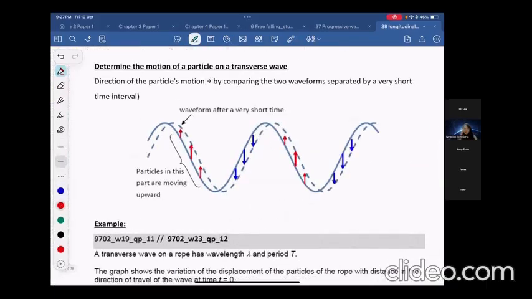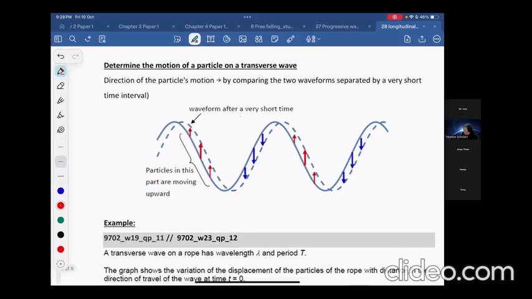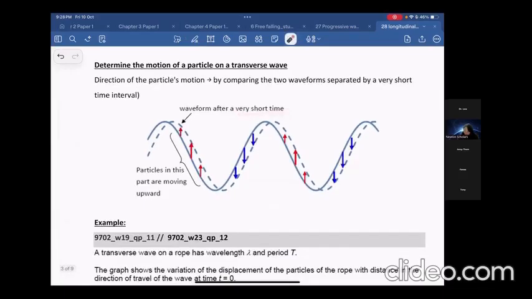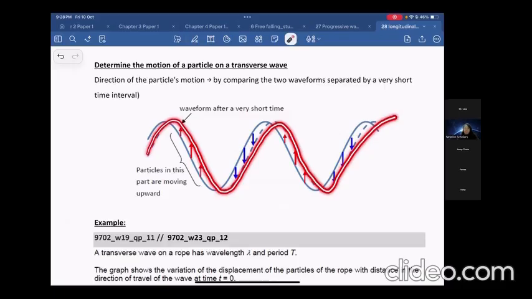Okay, just now it was longitudinal, so they move left and right like this. But if it is a transverse wave, they will move like this, perpendicular. So we find the direction of the particle motion by comparing the two wave fronts separated by a very short time interval. The dotted line is the wave front after a very short time. So we want to know where the particle will move, after a very short time, maybe 1 second or whatever.